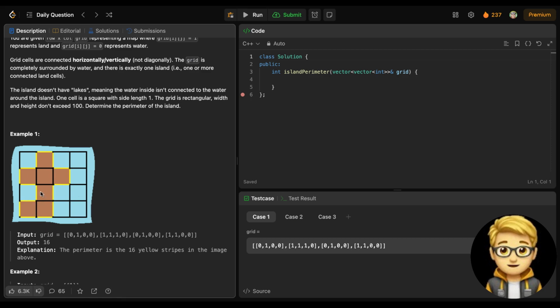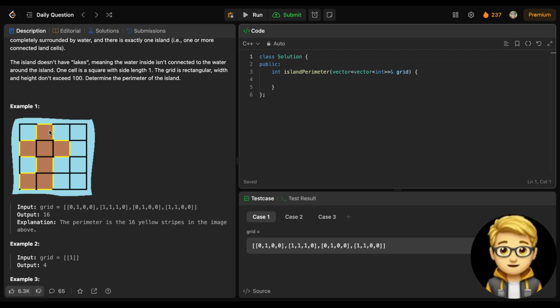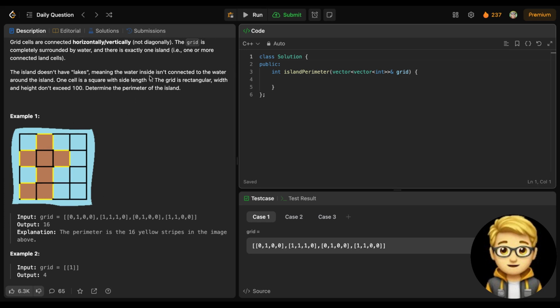What's the perimeter of any figure? It's the outer boundary of the figure that is calculated as the perimeter, right? So how will I calculate this? I need to find a starting point in this grid where there is a land cell. For that, I will iterate over the whole grid, and whenever I get a land cell, that means a 1, I will move in that direction, right?